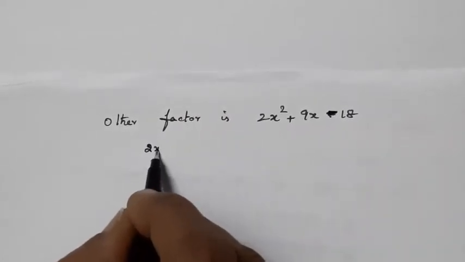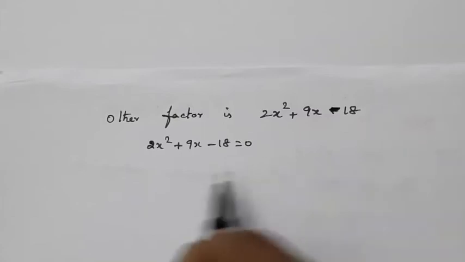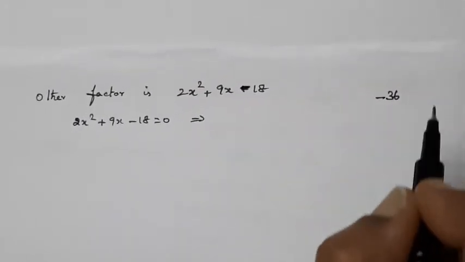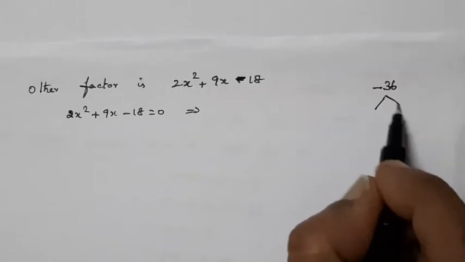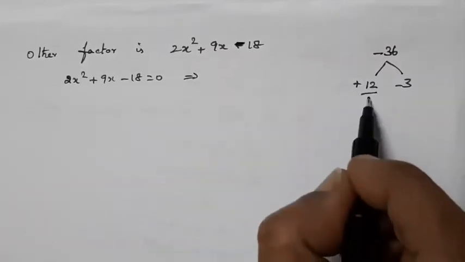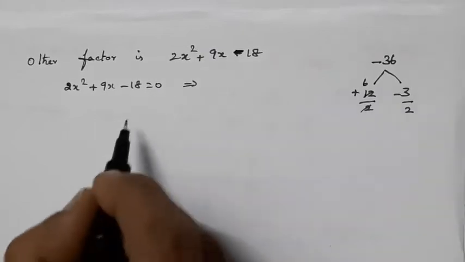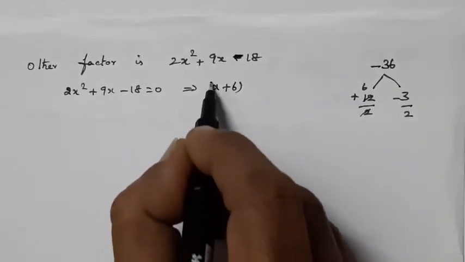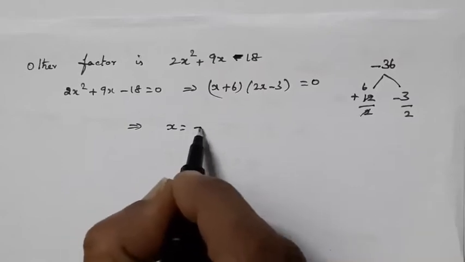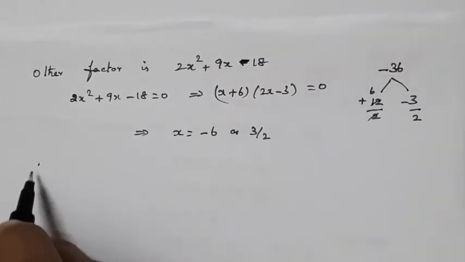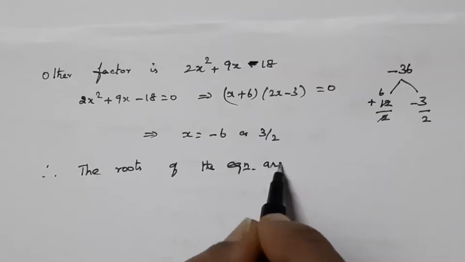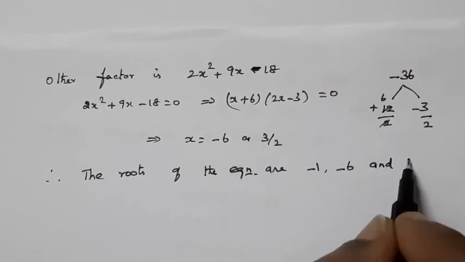Okay. So 2x squared plus 9x minus 18 is equal to 0. Let us find the factors. 2 into minus 18 is minus 36. So, the product should be minus 36 and the difference should be 9, so the factors are 12 and 3. So, plus 12 and minus 3, and as the coefficient of x squared is 2, you have to divide by 2. So, what are the factors? x plus 6 and 2x minus 3. Okay. So, 2x minus 3 equal to 0. This implies that x is equal to minus 6 or x is equal to 3 by 2. Therefore, the roots of the equation are minus 1, minus 6 and 3 by 2.